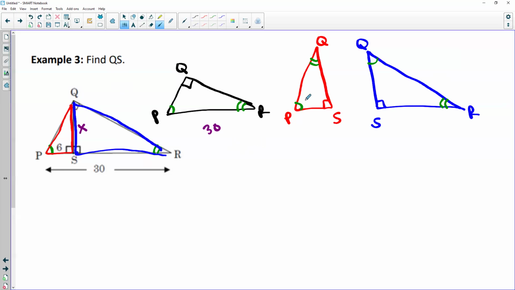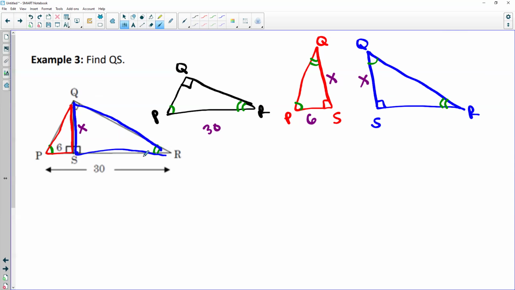If I look at the red triangle now, though, I see here that from P to S, it's 6. And S to Q, well, that's X. That's what we're asked to find. Then if I look at the blue triangle, from S to Q, I see that that's X. And I don't see anything else currently labeled there.